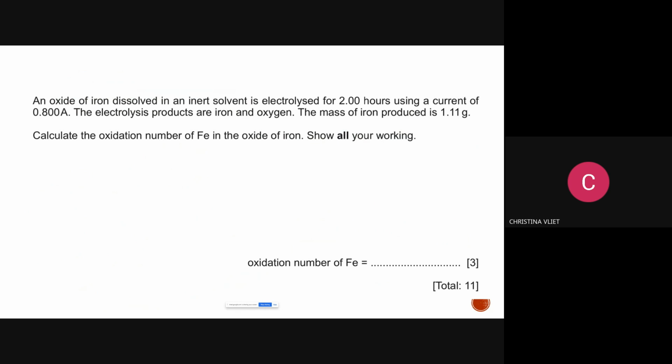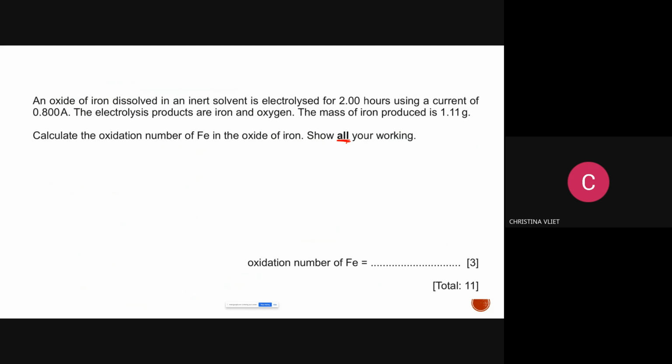An oxide of iron dissolved in an inert solvent, meaning that does not react, is electrolyzed for 2 hours using a current of 0.8 amperes. The electrolysis products are pure iron and oxygen gas. The mass of the iron produced is 1.11 grams. Calculate the oxidation number of iron. Show all your work. It says show all in bold. How many marks is this worth? 3.